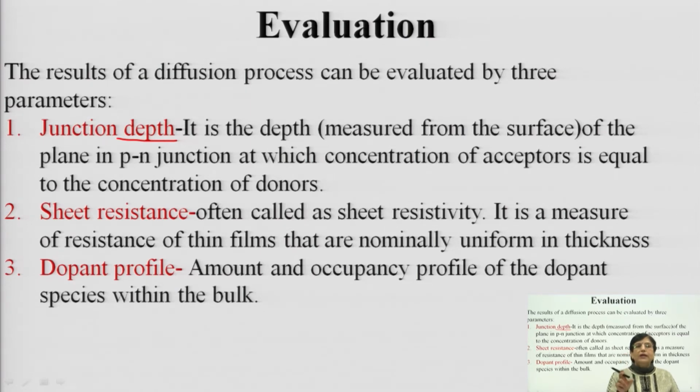Now, another property is the sheet resistance. Please understand, it is also called sheet resistivity. It is basically a measure of resistance of thin films that are normally uniform in thickness. Now, sheet resistance is basically a parameter which is not varying throughout the area. We assume that it is uniform over a uniform thickness. If the thickness is the same, it is not going to change, and with that assumption we carry out the sheet resistance measurement.